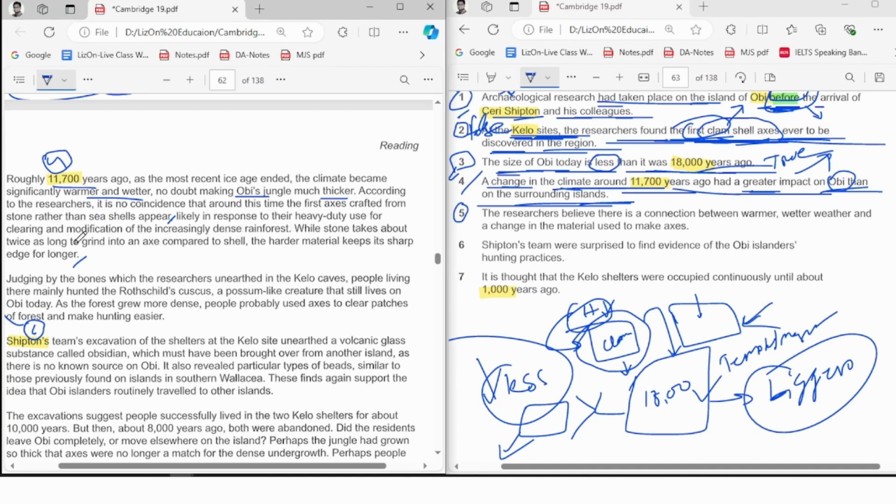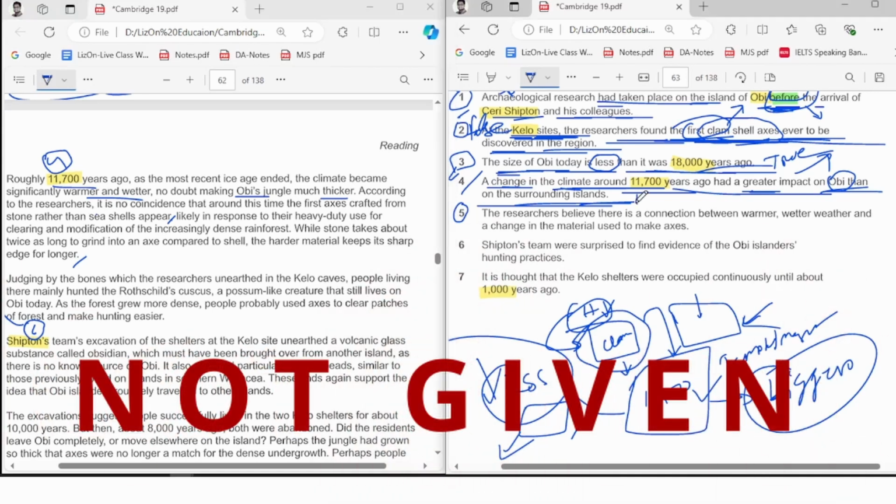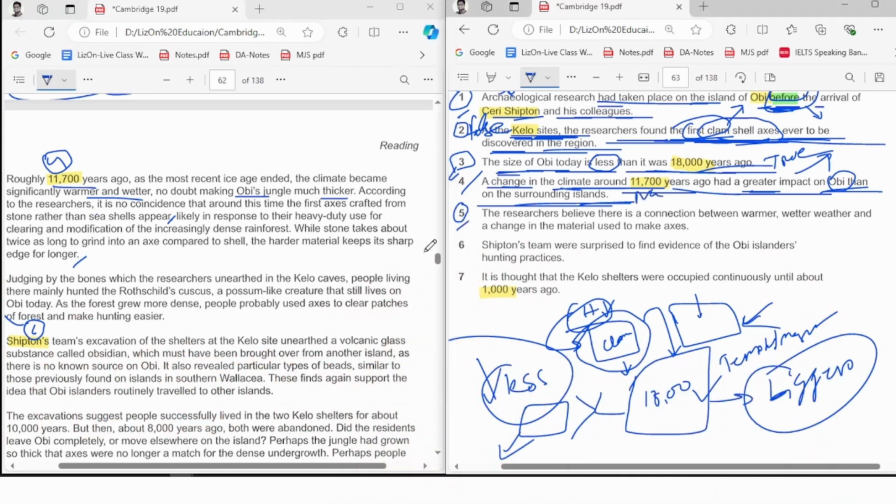So you can see there is no information given about other islands. The information given here is all about 𝗺𝗶, nothing else. So you can't find the comparison of climate change impact between 𝗺𝗶 and the surrounding island, and for that reason the answer will be not given. Okay, number 5. Let's go with number 5.